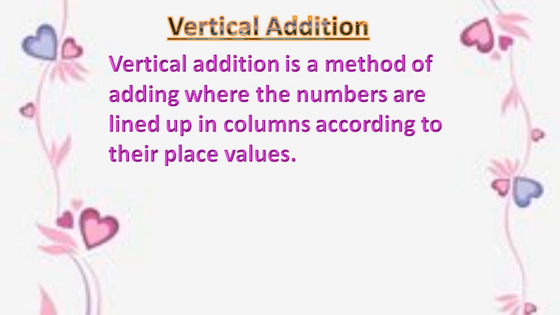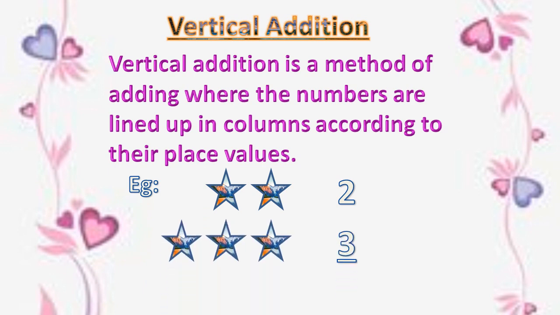Next is vertical addition. Vertical addition is a method of adding where the numbers are lined up in columns according to their place values. See the example. There are 2 stars, so we want to write 2. The next is there are 3 stars, so we can write 3. Then we want to add 2 plus 3. Then we use the plus symbol. Then we will get 5.